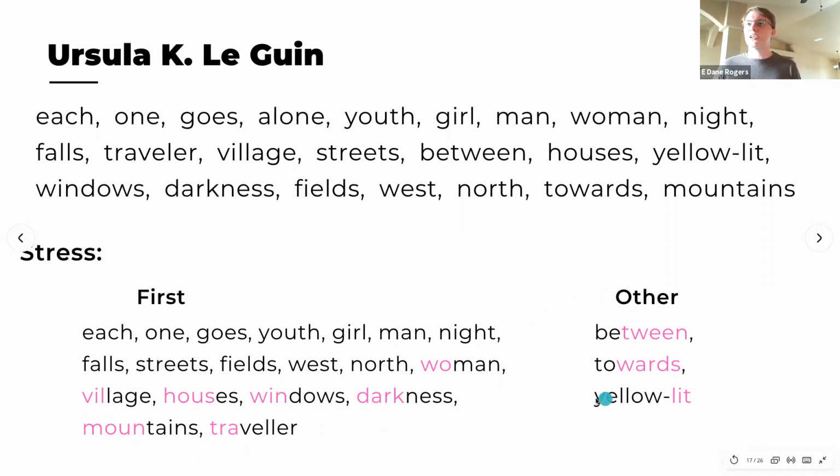Whereas these, "between", "towards", and "yellow-lit"; I put the yellow-lit wrong. "Between" and "towards" are prepositions, and they're combined prepositions. Their stress is going to be towards the end. And that's usually because a preposition has a noun phrase after it, so its stress is going to be towards the end.